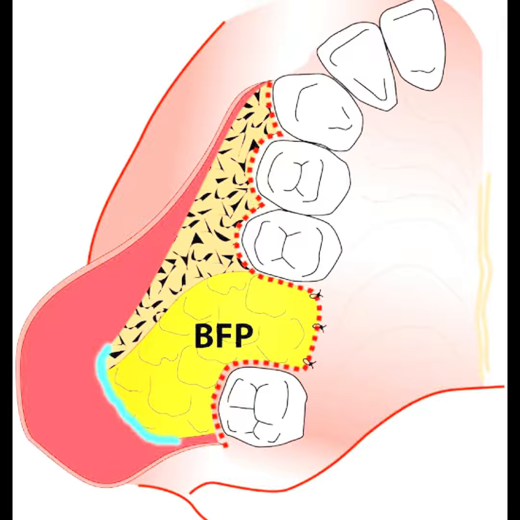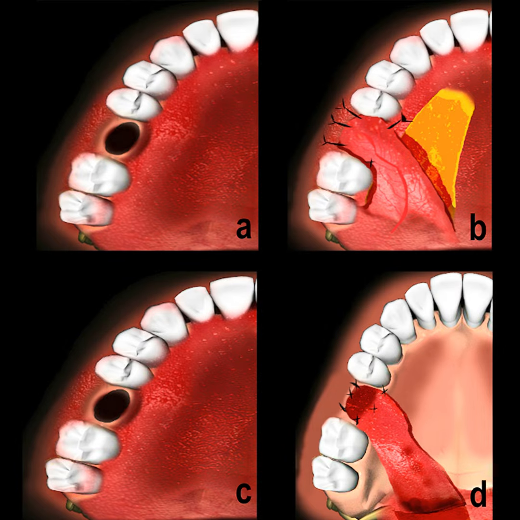The most widely used flap surgeries for closure are buccal advancement flap, two-layered closure, palatal pedicle flap, and tongue flap. Buccal advancement flap is a technique used to close an opening between the oral cavity and maxillary sinus.